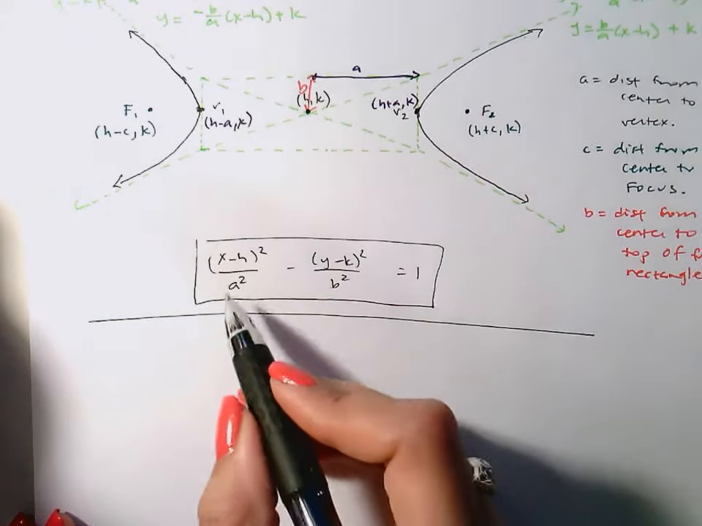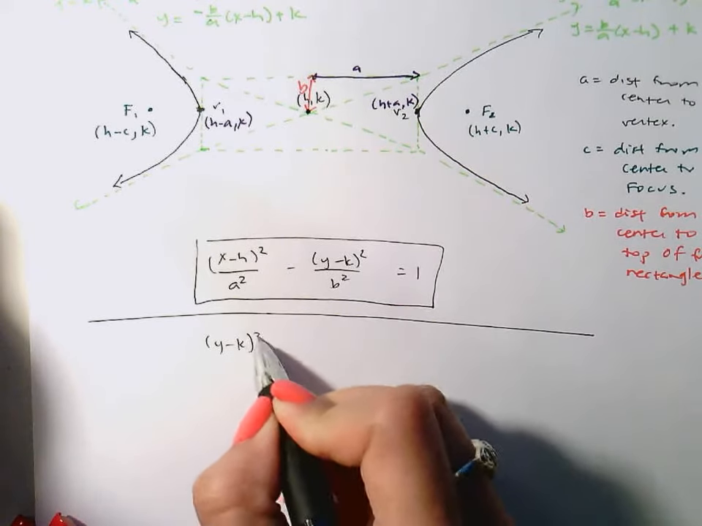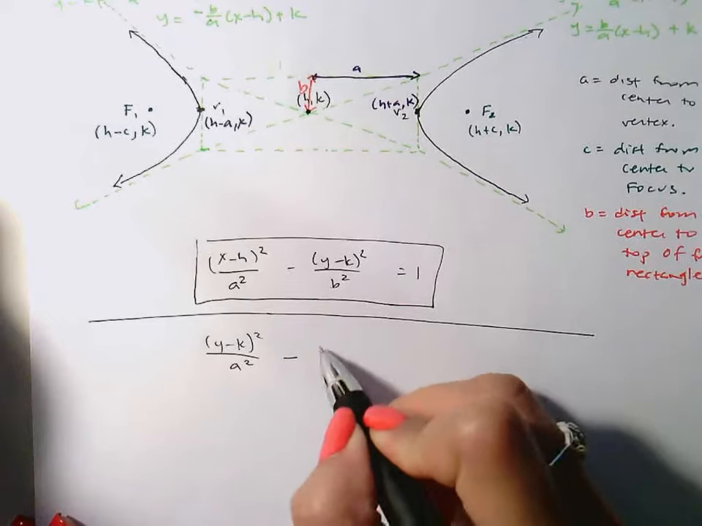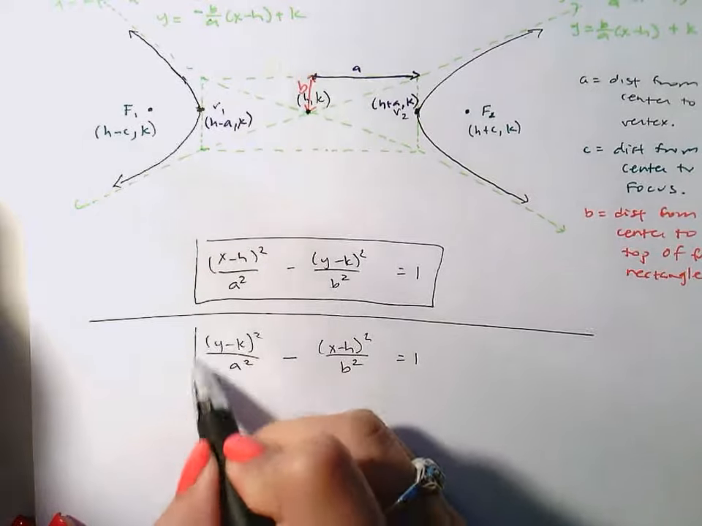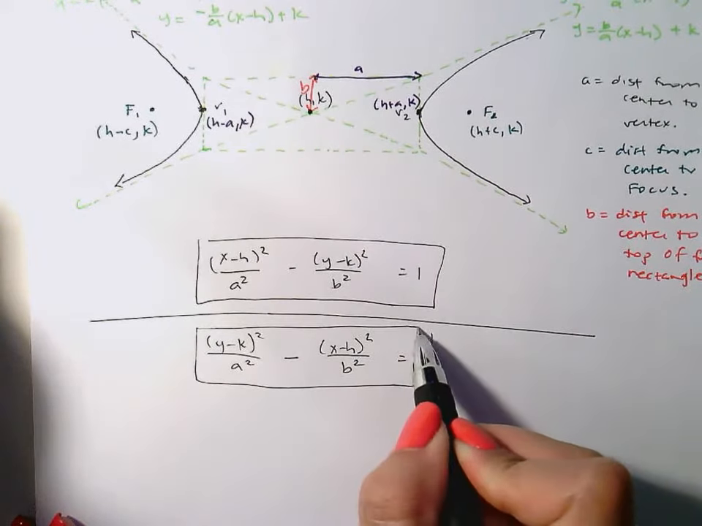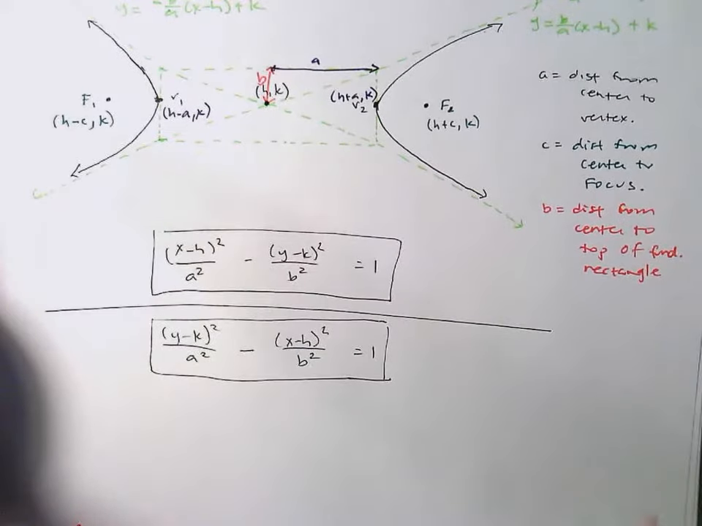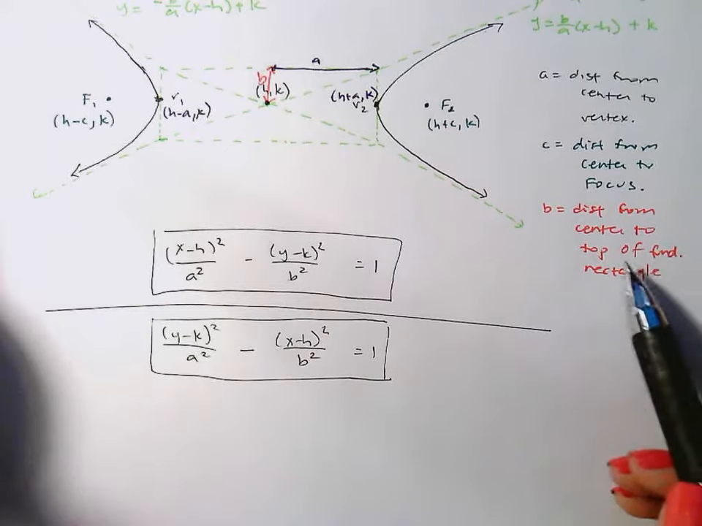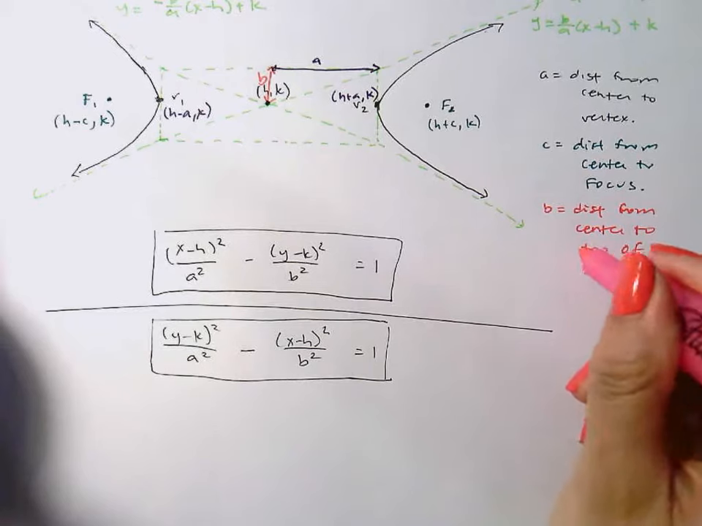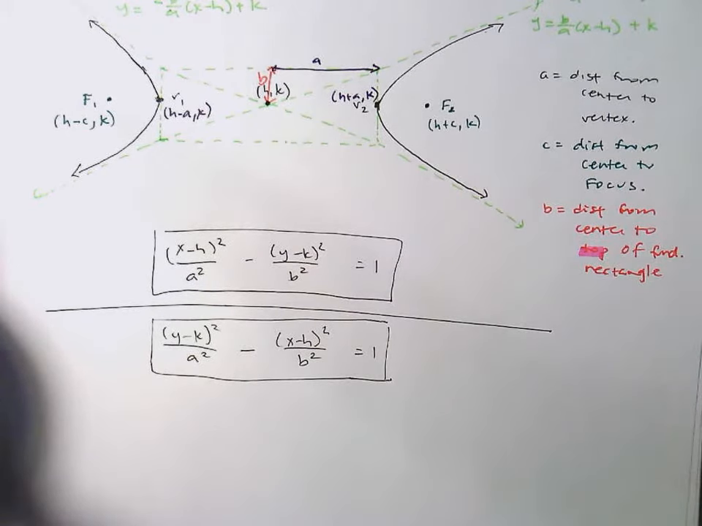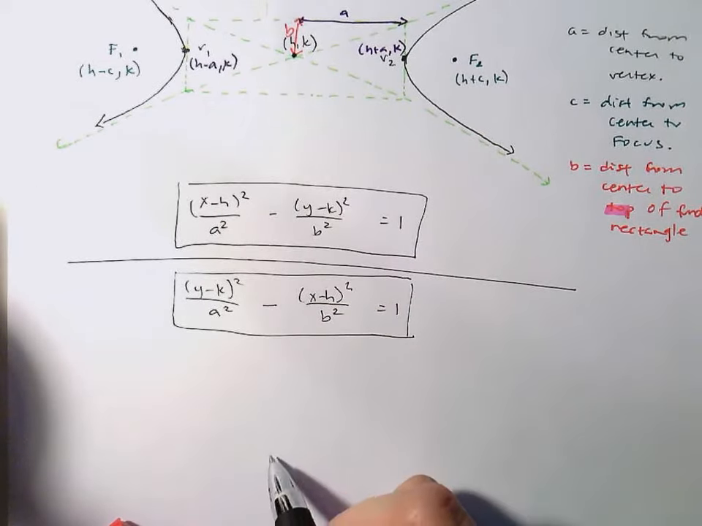Instead of x minus h squared being first, we're actually going to put the y's first. y minus k squared over a squared, and then minus x minus h squared over b squared, and this is equal to 1. So that way the definition for a stays the same, the definition for c also stays the same, and the definition for b is going to be just a little bit different. Instead of going from the center to the top, we're going to go from the center to the right side. So let's go ahead and see what that looks like. So again, we start with the center, so that's h, k.